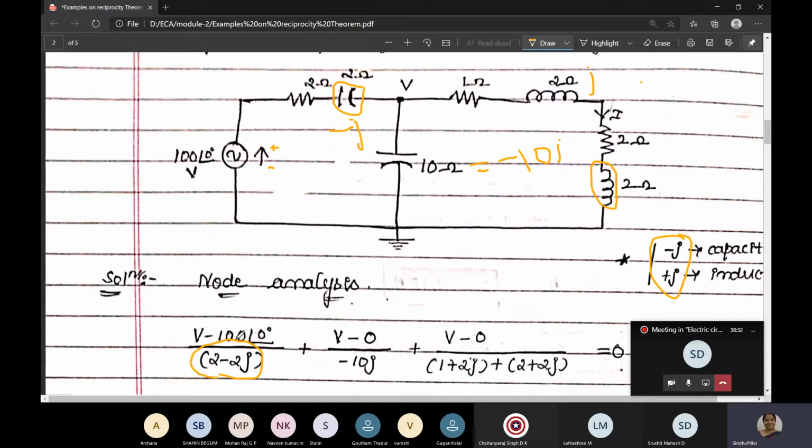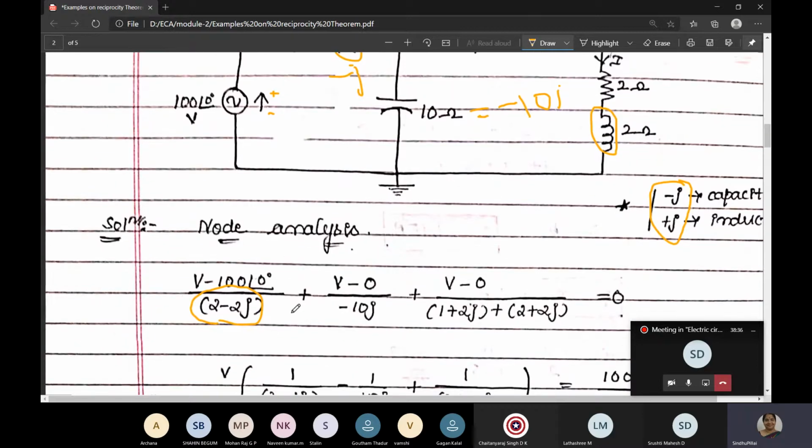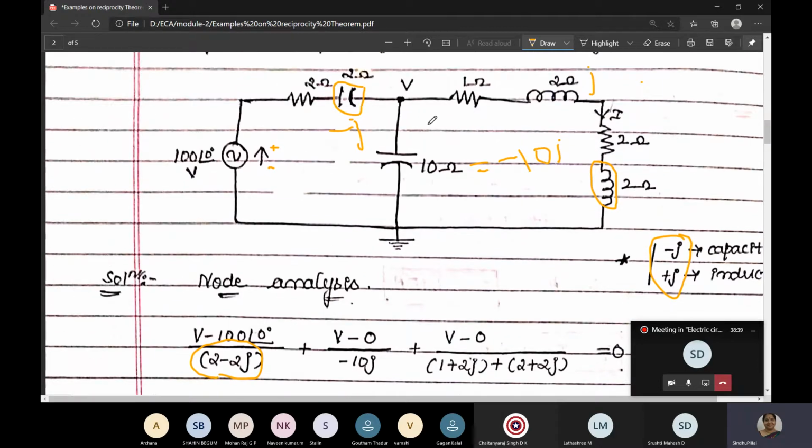So this is voltage and this is resistance. So voltage divided by resistance represents one current. Okay, branch of one current. Next, what you will write? For node analysis, there is always a ground node that is written here. So next is (V minus 0) divided by minus 10J. Okay, this is a capacitance.